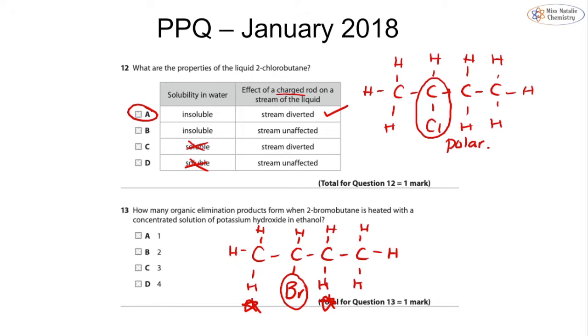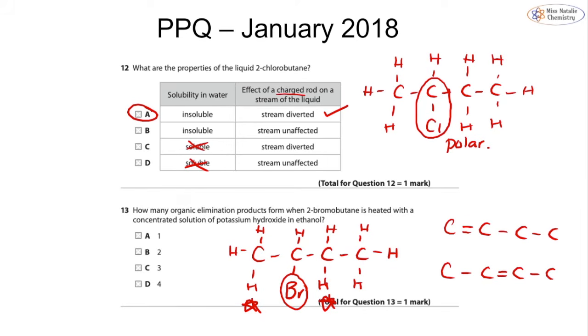Now we can't actually control this. We do get a major and a minor product depending on the carbocations, but we don't need to go into enough detail about that. What we do need to be aware of is that we can make at least 2 different products here. So we can end up having the double bond between carbons 1 and 2, or we can have the double bond between carbons 2 and 3.